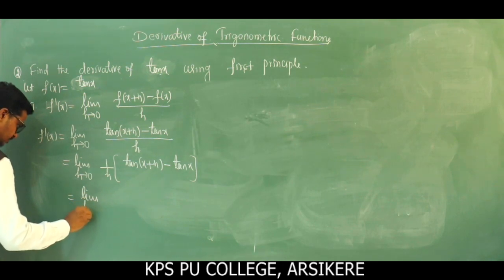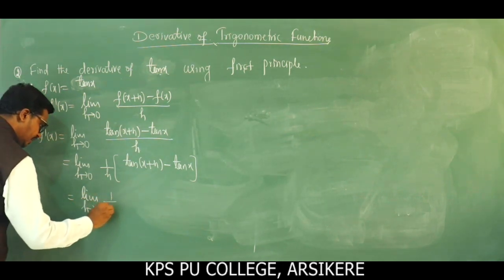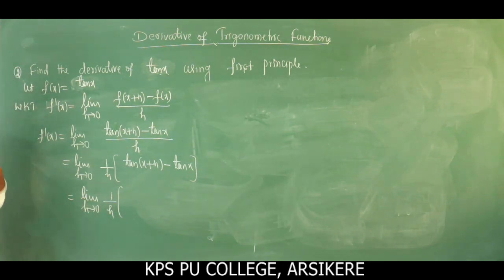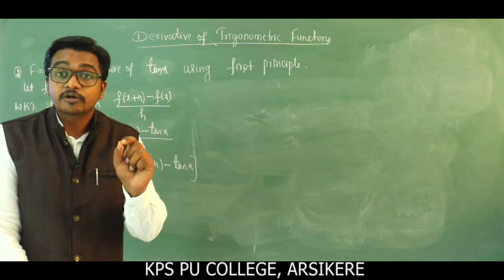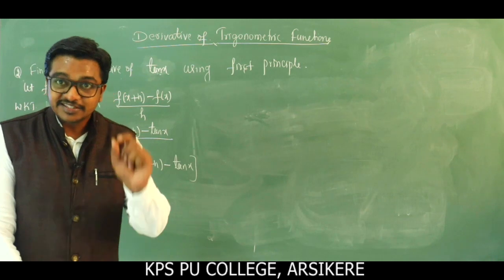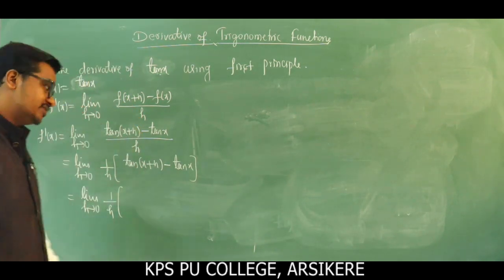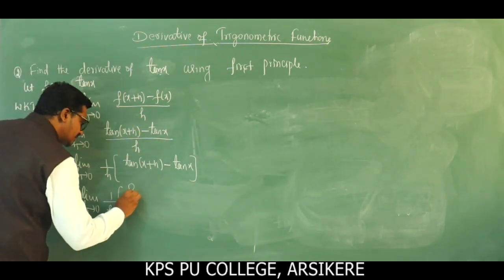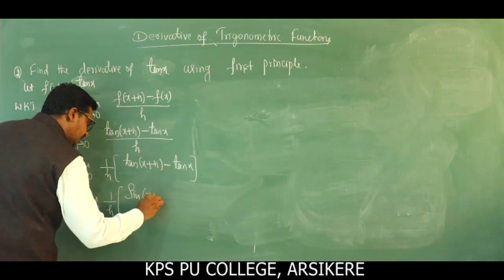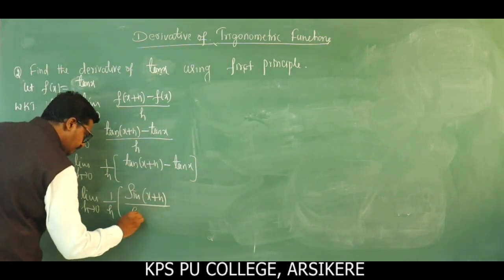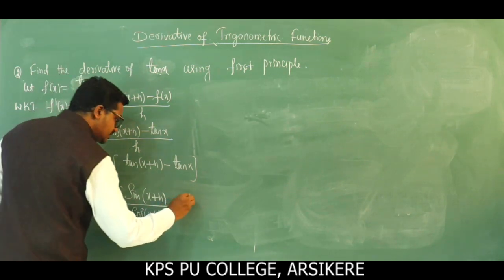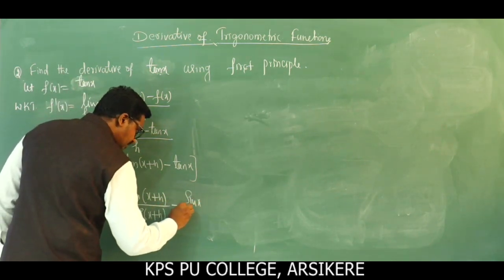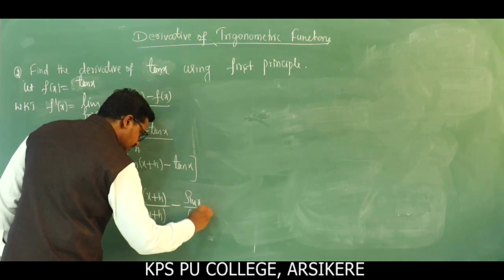Limit as h approaches 0 of 1 by h, right as it is. Here we have tan x and tan of x plus h. Remember the quotient formula for tan, that is sin x divided by cos x. So this can be written as sin of x plus h divided by cos of x plus h, minus sin x divided by cos x.